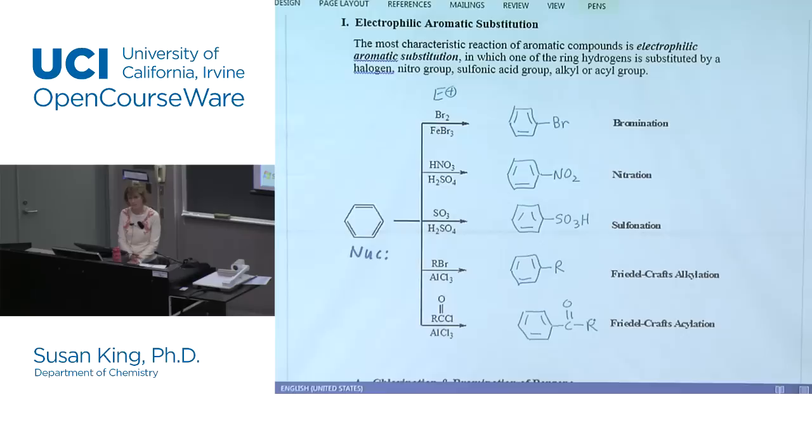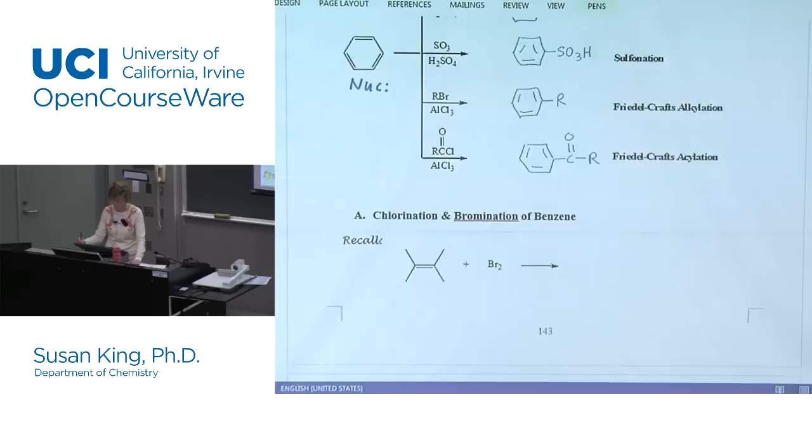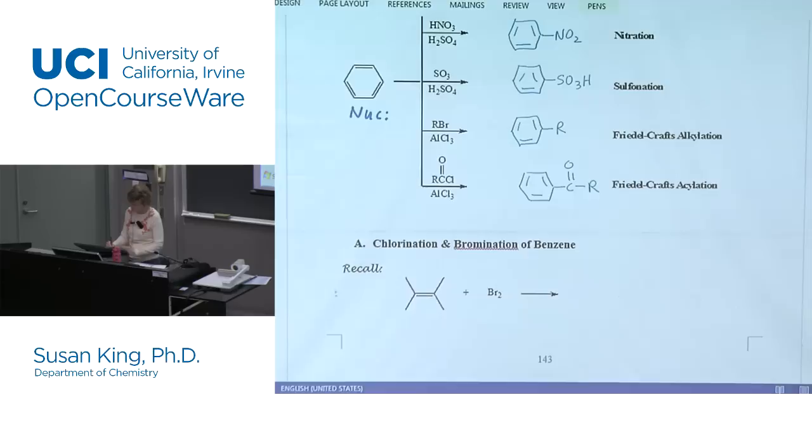They're very similar. The only thing that's different is when we make the electrophile. After we make the electrophile, the rest of the reaction is the same, so it's really not going to be that bad. So guaranteed to have one of these guys on the final mechanism. All right. Let's do a little review here. Chlorination and bromination of benzene in chapter 10.